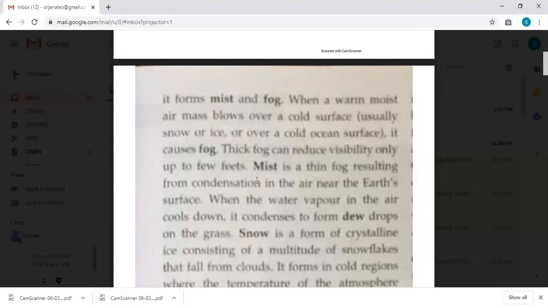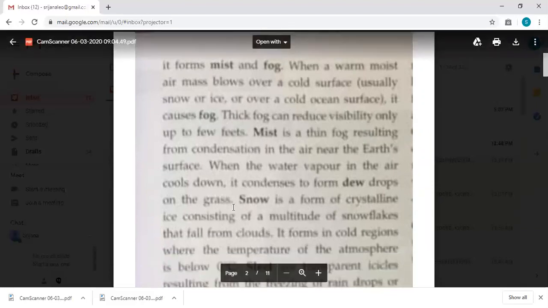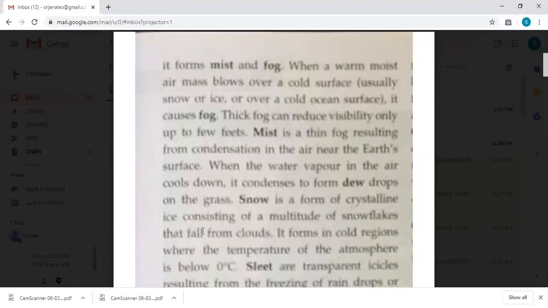You must have seen dew, especially during winter season, on the grass early in the morning when you get up. I am sure all of you have seen dew. So dew needs a surface to be formed. Now snow is a form of crystalline ice consisting of a multitude of snowflakes that fall from the clouds.